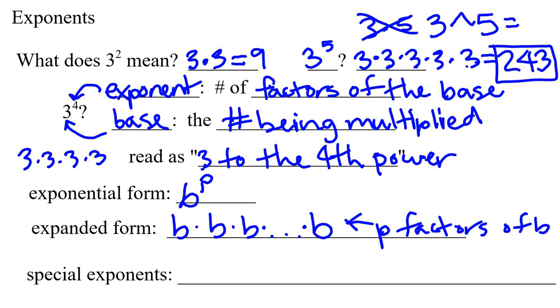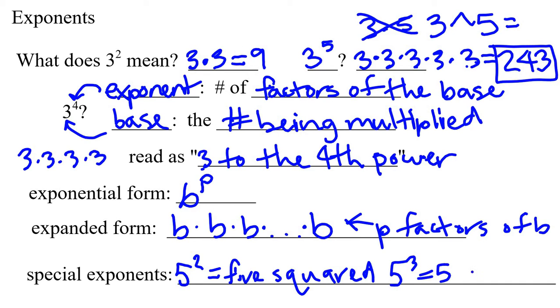We have a couple special exponents that are read or can be read differently. So 5 to the power of 2, for example, can also be read as 5 squared. And 5 to the power of 3 can be read as 5 cubed. And this is a little bit more common for mathematicians. If you see 5 to the power of 2, mathematicians usually say 5 squared. And also with 5 to the power of 3, mathematicians usually say 5 cubed.